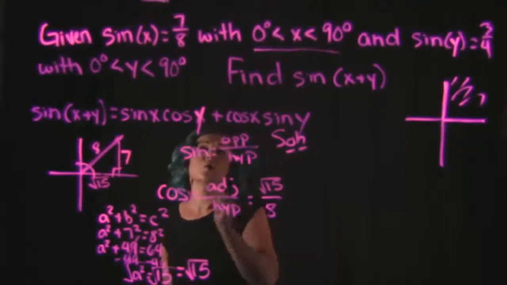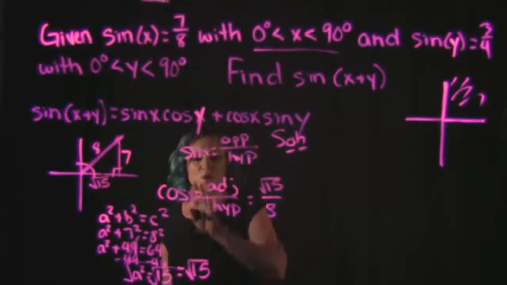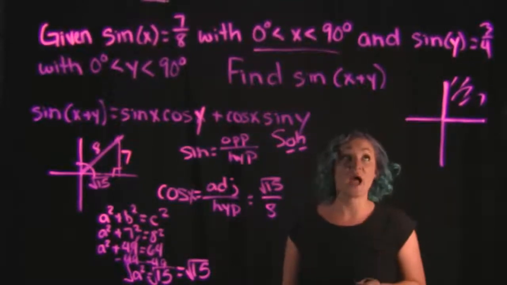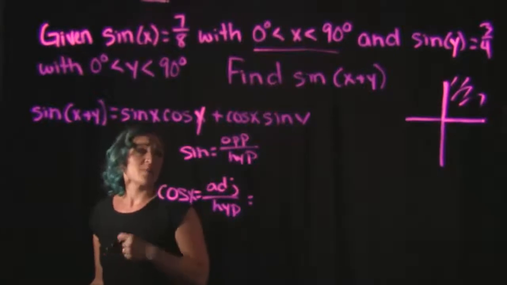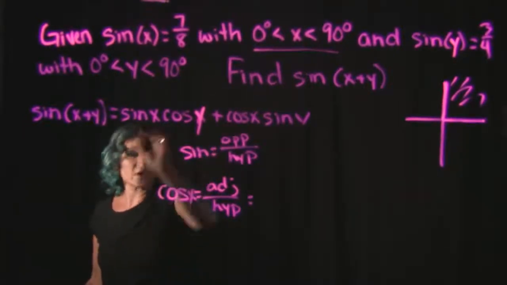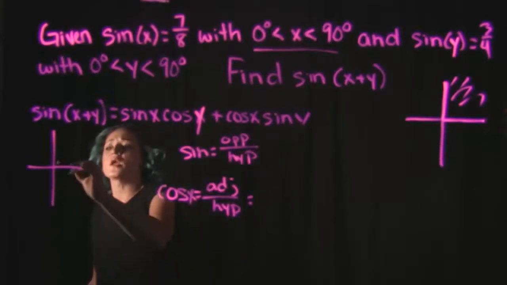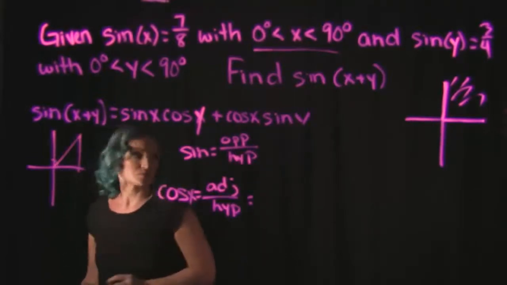Okay? So we know what sine of x is. We know what cosine of x is. We know what sine y is. Now we're going to have to find cosine of y. So we're talking about a completely different angle. X is not the same thing as y, so I'm going to do another little mini graph over here for sine y. So here's our angle.